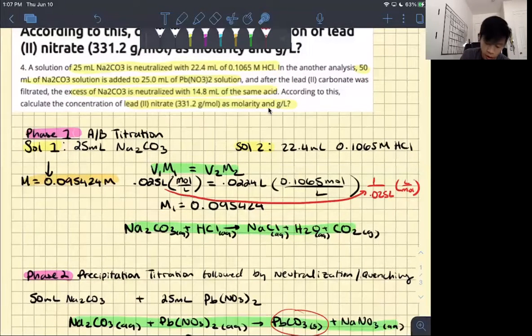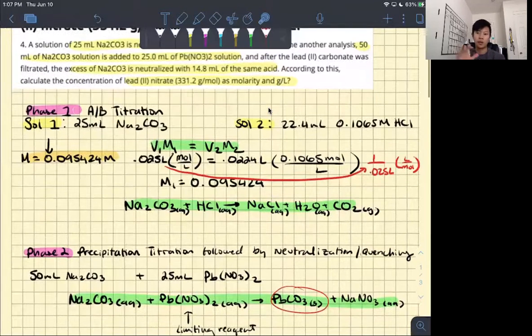And then according to this, calculate the concentration of lead nitrate, and they gave us the molar mass as molarity and grams per liter. So they want the same answer in two different units, okay? So we split this up into two phases. First they have the acid-base titration.